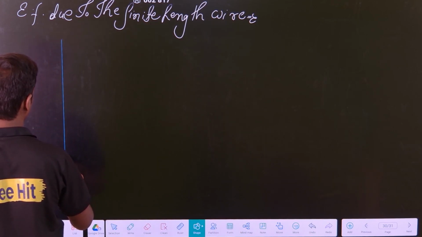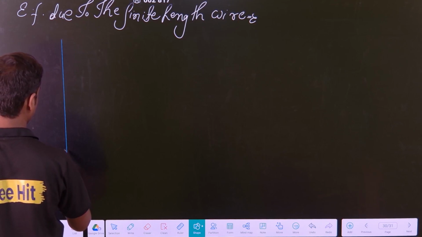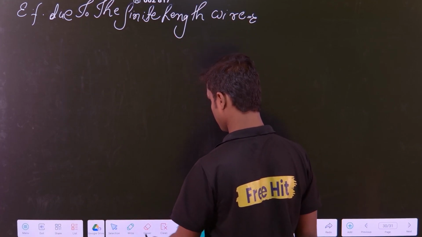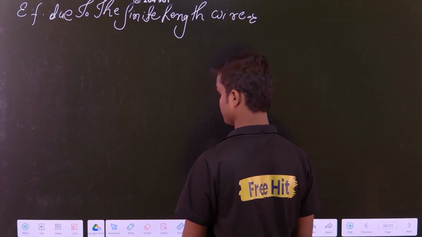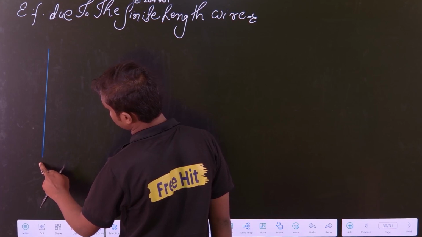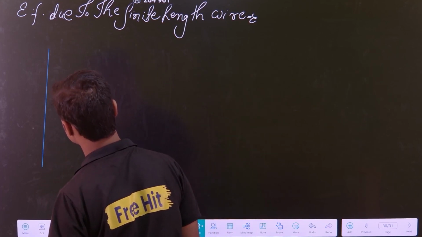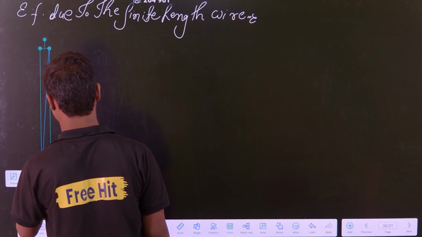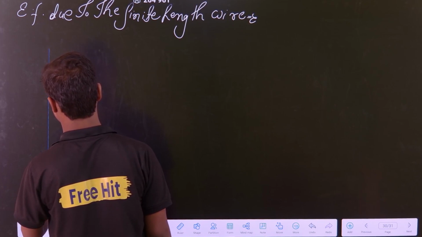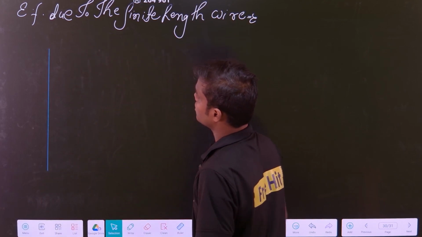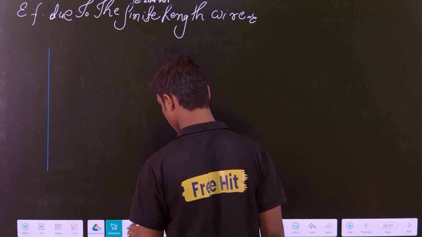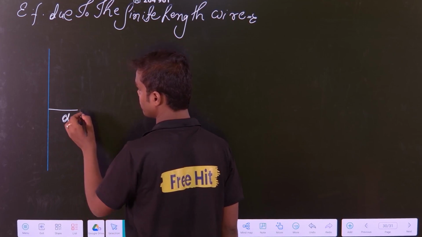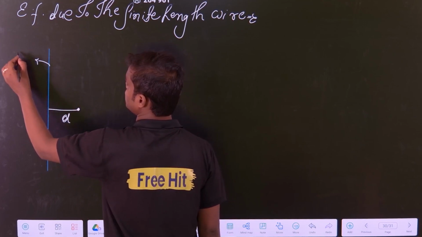Suppose I have a finite length wire. Suppose this is my finite length wire whose length is given, and from its perpendicular bisector, this distance is suppose d, and it has a charge density lambda coulomb per meter.